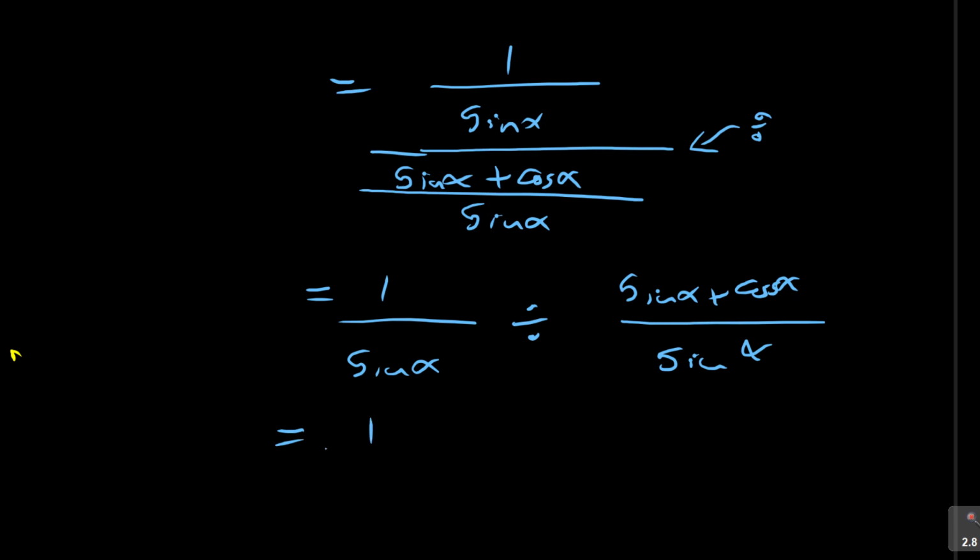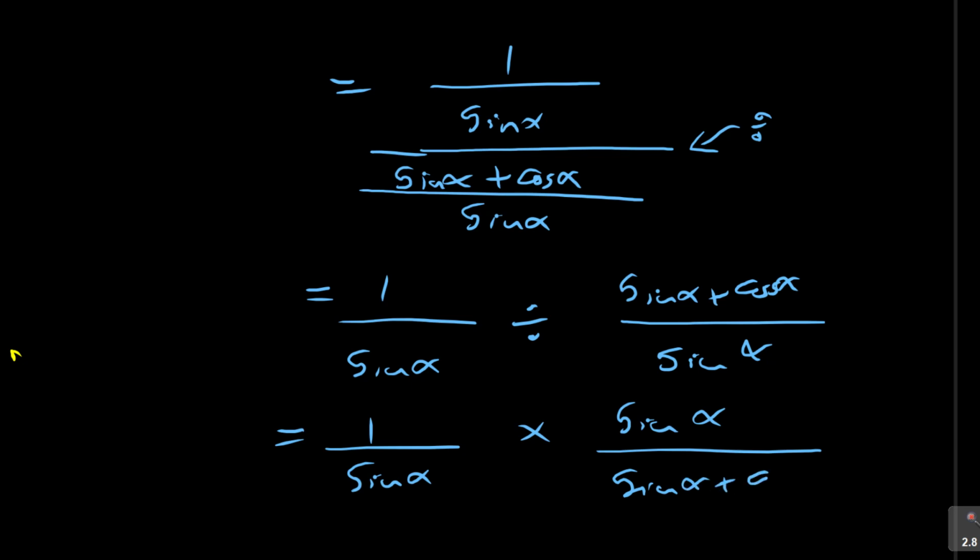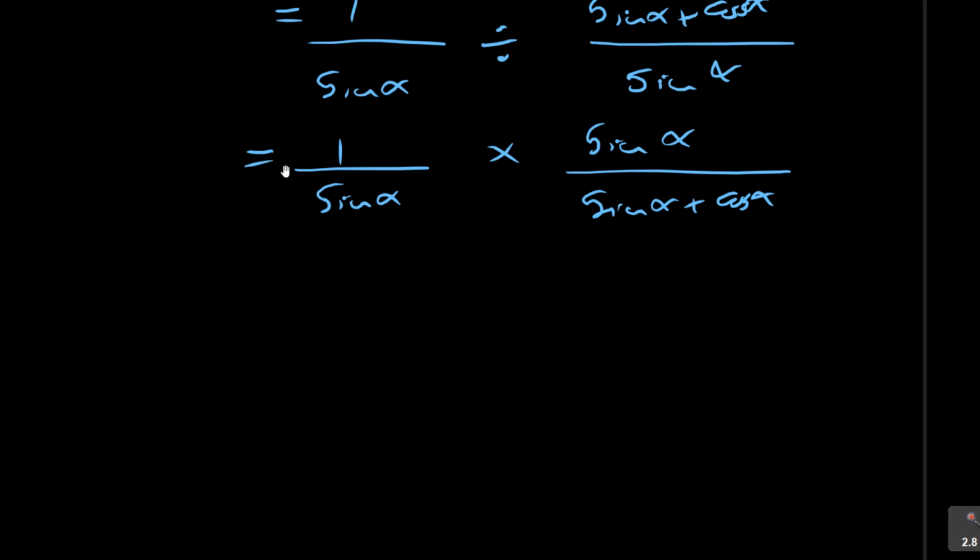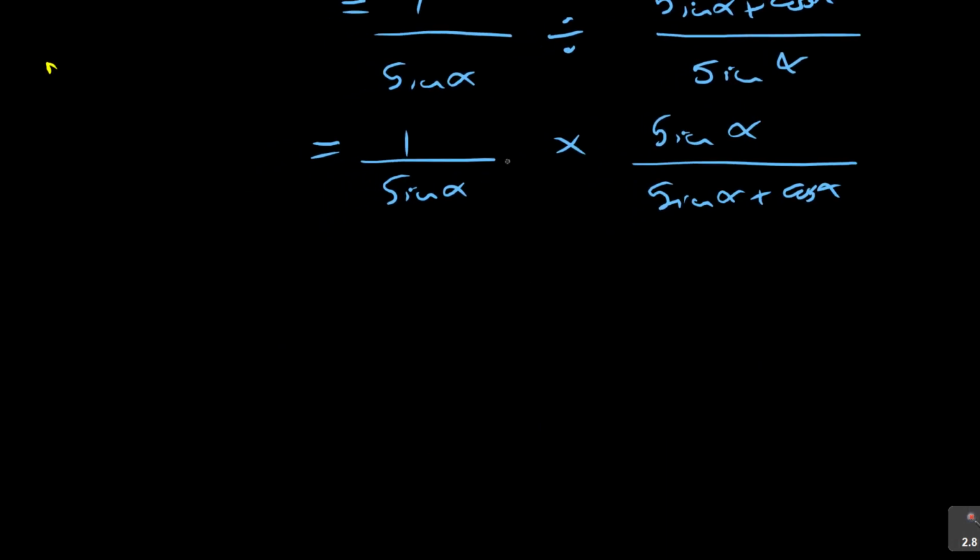Then you convert that into a multiplication sign, which is 1 over sine alpha times sine alpha over sine alpha plus cos alpha. Seeing that it's the same thing, I think it's going to give us the same answer at the end. Then that is where you are going to cross out that, and you're going to have in this case 1 over sine alpha plus cos alpha.